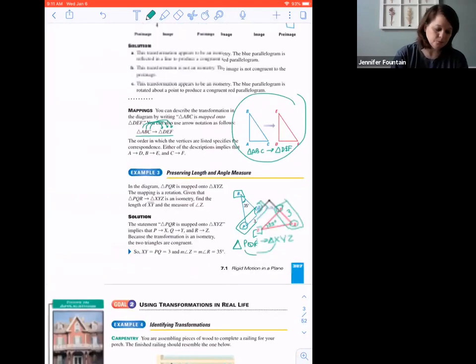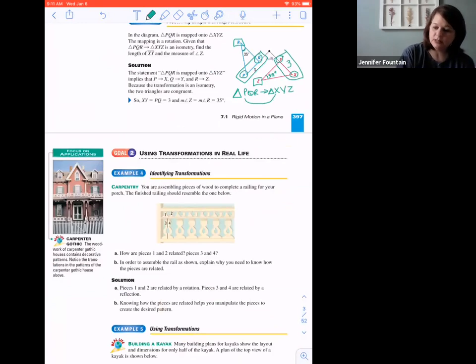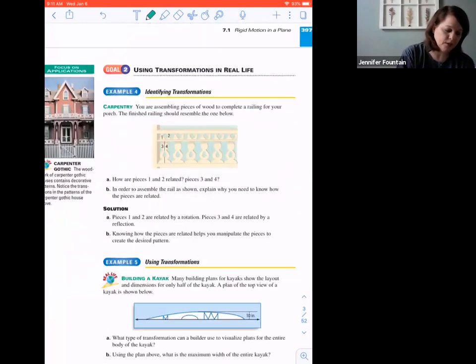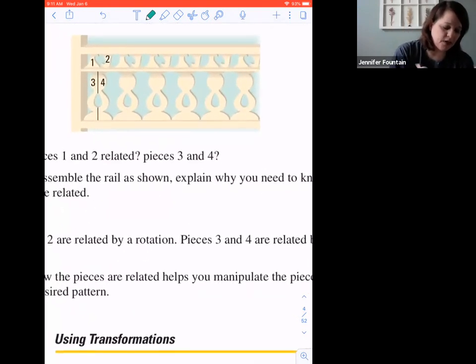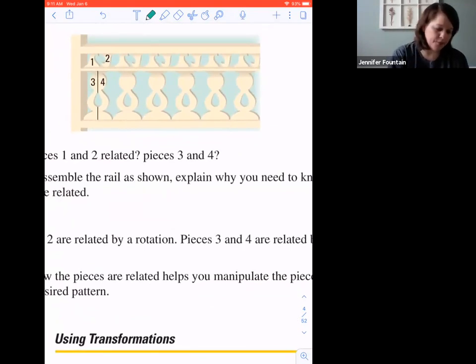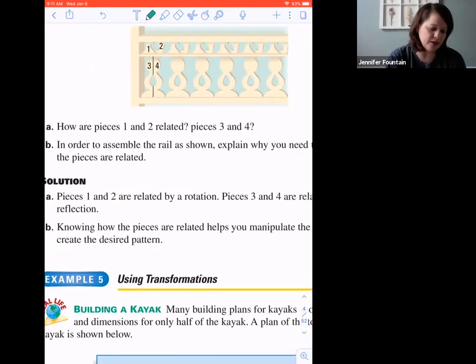Okay. Let's go ahead and turn the page to example 4, and it says using translations or transformations in real life. So talking about carpentry, carpentry is definitely something where we see repeats and patterns. And so it says you are assembling pieces of wood to complete a railing for your porch. The finished railing should resemble the one below. Now, I don't know about you guys, but this is a fairly intricate railing. But if somebody was going to do that, that is fantastic. But I can see that it would be kind of difficult to make sure that everything is exactly the same.